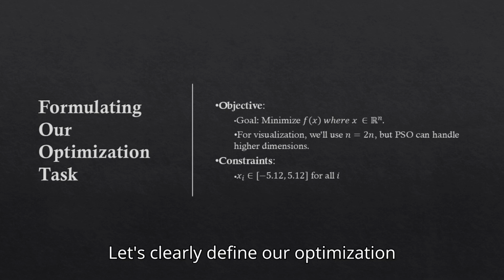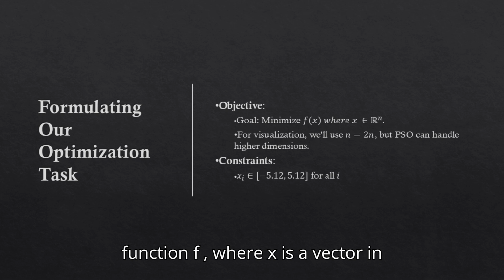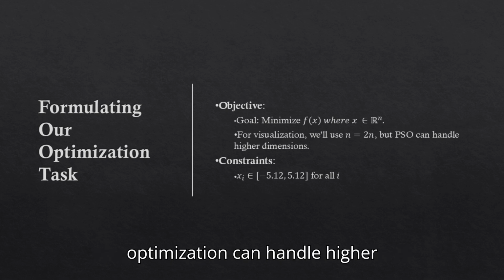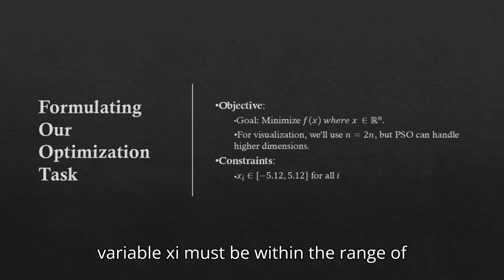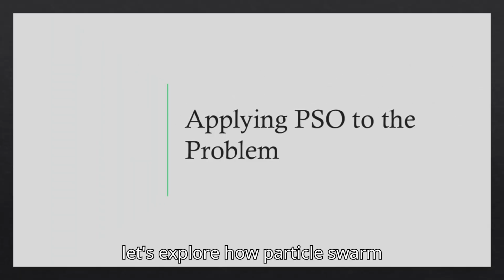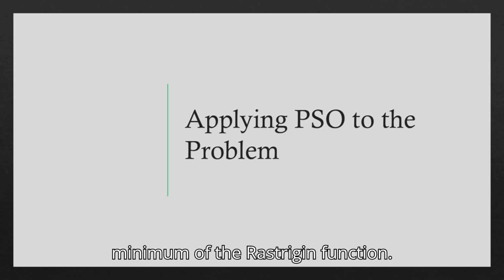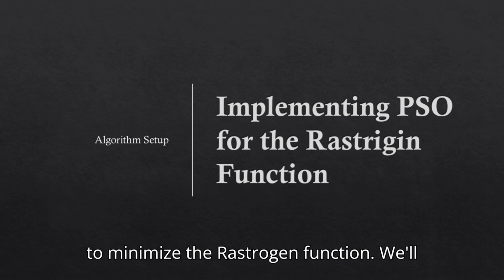Let's clearly define our optimization task. Our goal is to minimize the function f of x, where x is a vector in n-dimensional real space. For visualization purposes, we'll consider n equals 2, though particle swarm optimization can handle higher dimensions. The constraint is that each variable xi must be within the range of -5.12 to +5.12. Now that we've formulated our problem, let's explore how particle swarm optimization can help us find the global minimum of the Rastrigin function.